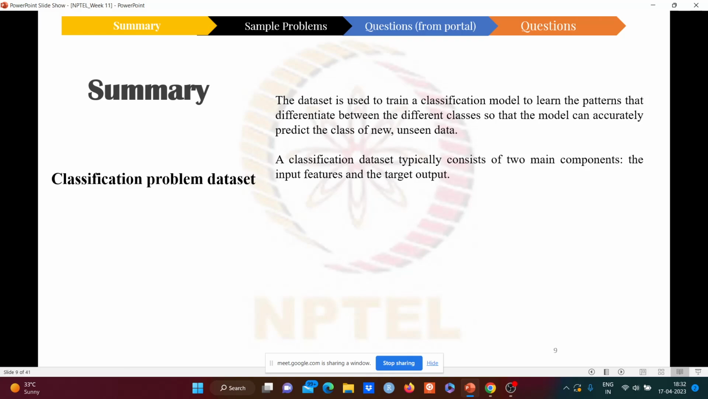For example, in a dataset used for binary classification, to distinguish between spam and non-spam emails, the input features may include the text of the email, the sender's address, and the time of the day the email was sent. And the target output would be binary, that is a 0 or 1, true or false, spam or not, yes or no, indicating whether the email is spam or not.